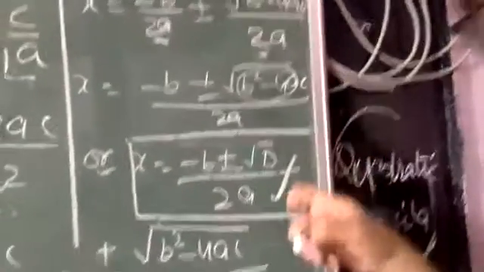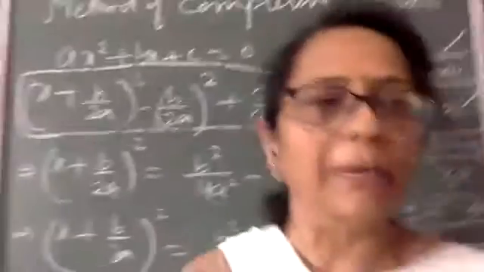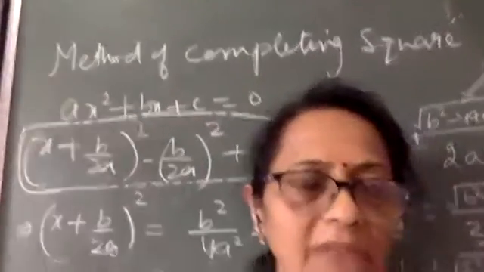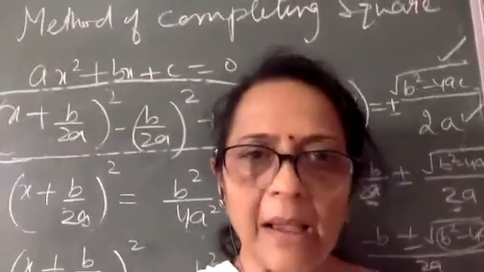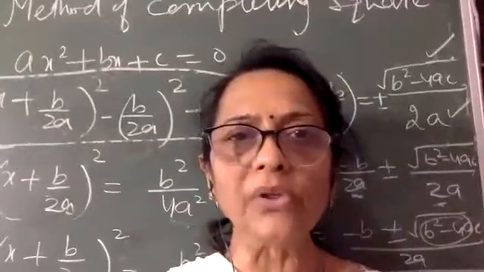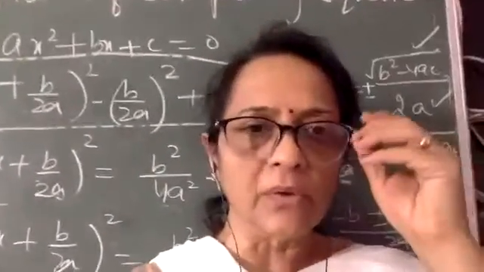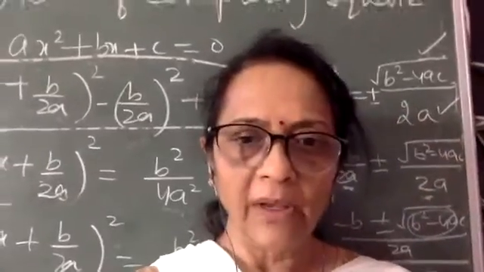So beta, this is a quadratic formula. So quadratic formula actually is derived from method of completing square. From which was this derived? Method of completing square. So method of completing square's formula is x plus b upon 2a whole square minus b upon 2a whole square plus c upon a is equal to 0. Right, all of you?